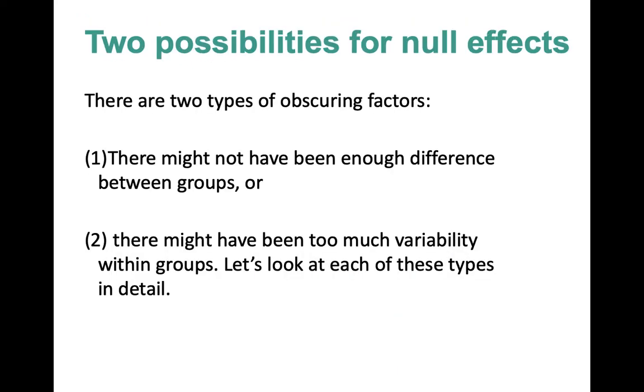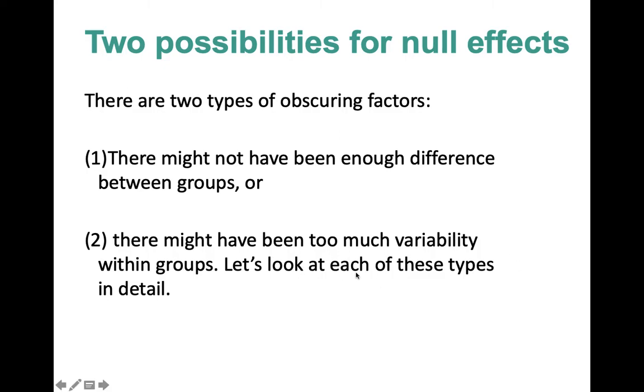So, we'll say that there's two possibilities for null effects due to obscuring factors. Okay. I'll just say that one possibility that we're going to just put on the side is that null effects are real. But the other possibility is that there really is a relationship between the IV and the DV, but we didn't find it. And that true relationship could have been obscured for two reasons. One is that there might not have been enough difference between groups, or there might have been too much variability within groups. And so let's look at each of these types in detail.